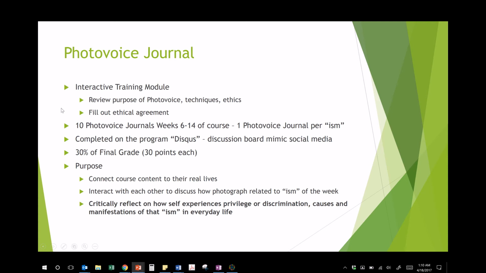Students then had to sign an ethical agreement stating that they had reviewed the training module and understood their ethical responsibilities. There were 10 Photovoice journals assigned to students to be completed in weeks 6 through 14 of the course. That's technically a 9-week period. There was one period in which students had 2 Photovoice journals due. And students essentially studied 10 different types of isms or different types of oppression. And so they were asked to complete 1 Photovoice journal per ism.